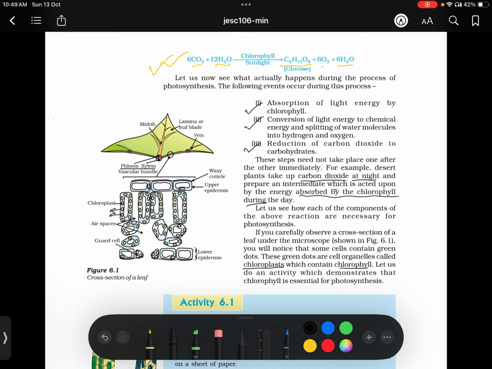Now the three processes they have mentioned, let's simplify this. Absorption of light energy by the chlorophyll. Suppose this is the chlorophyll. Absorption of light. Simple. First step is done. Now conversion of this light energy to chemical energy by splitting of water molecules into hydrogen and oxygen. This light energy, you know, light contains what? Photon. This photon, this light energy.